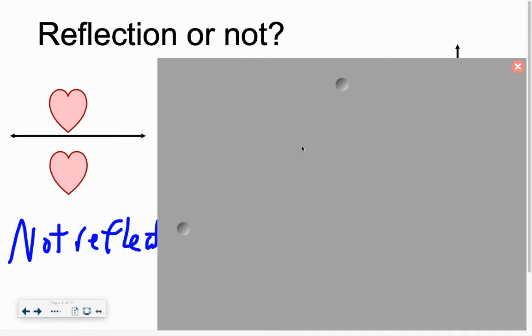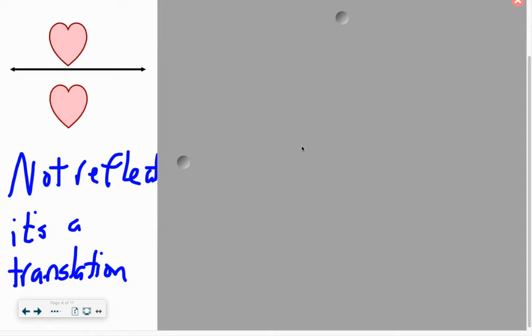And then if you had to, you could justify your response. Why is it not a reflection? What is it? It's a translation, because it just slid straight down. That's what you're looking at. We move to the next one.